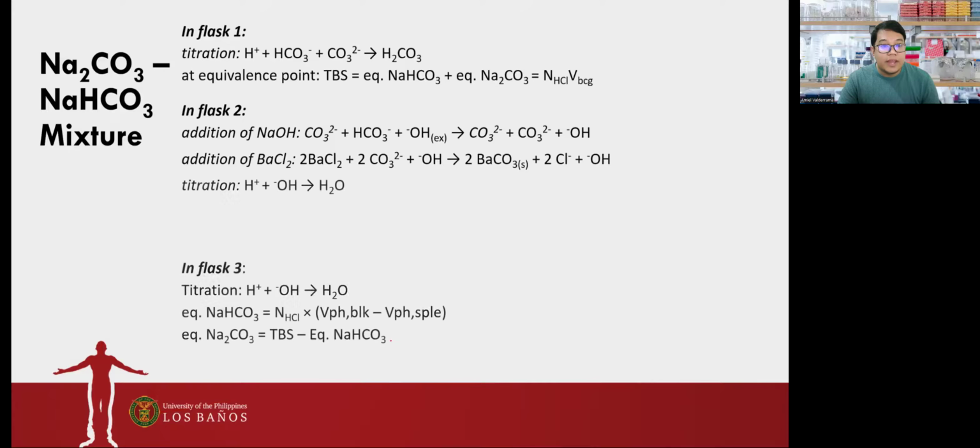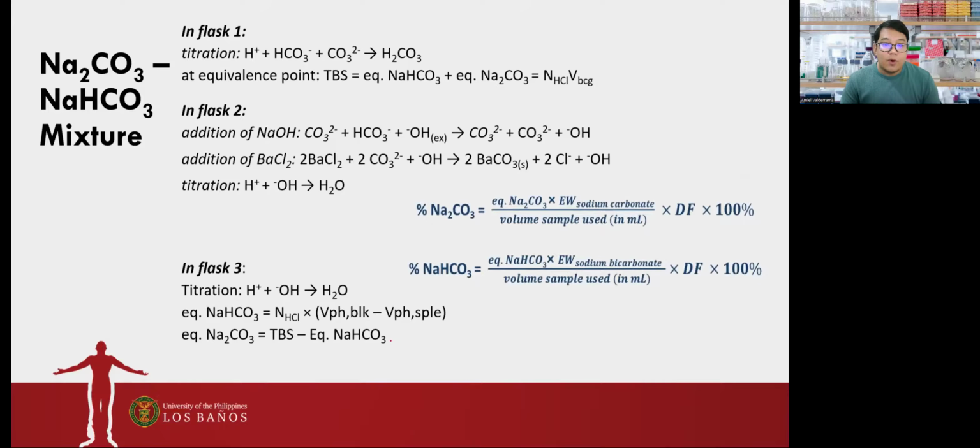So that's what happened in each flask. So here comes our equation. So makukuha natin yung bicarb equivalence as the difference of the blank minus sample multiplied to normality. Then yung sodium carbonate natin is just TBS minus yung equivalence ng bicarb. Tapos once you have calculated these two, ilagay nyo lang yan sa ating equation. Okay?